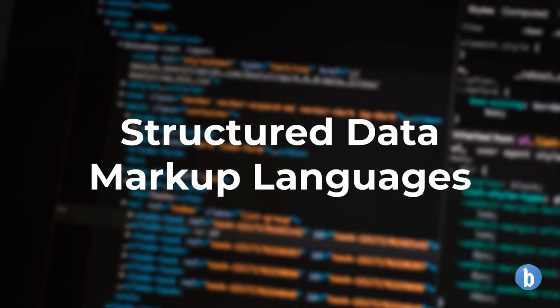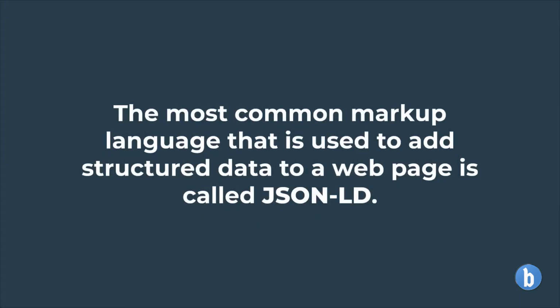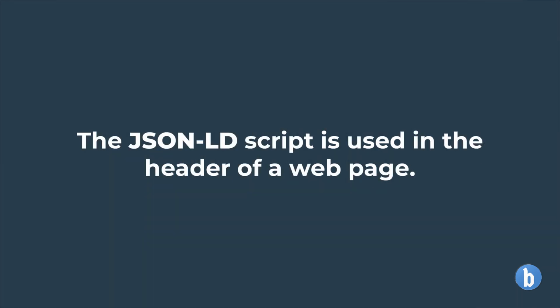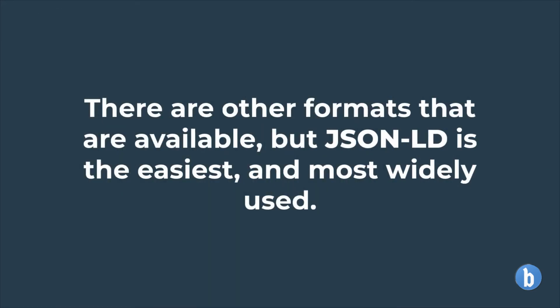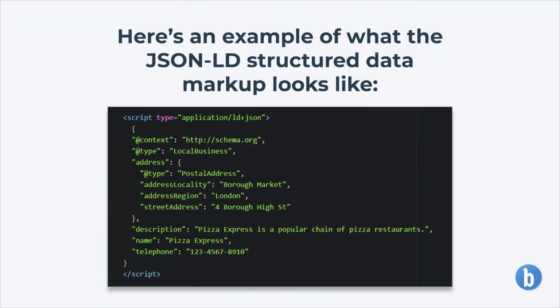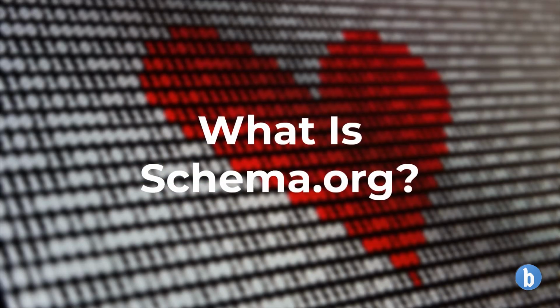Structured data markup languages. The most common markup language that is used to add structured data to a web page is called JSON-LD. The JSON-LD script is used in the header of a web page. There are other formats that are available, but JSON-LD is the easiest and most widely used. Here is an example of what the JSON-LD structured data markup looks like. Remember, this differs slightly for every item that you mark up, but the concept is the same. It's handy to understand, but don't worry, you won't have to write this because there are generators that will do it for us.